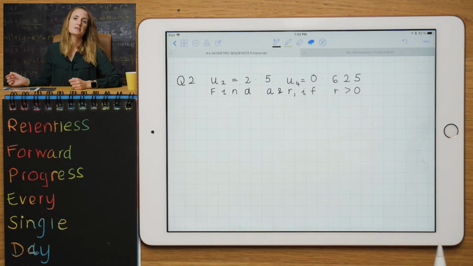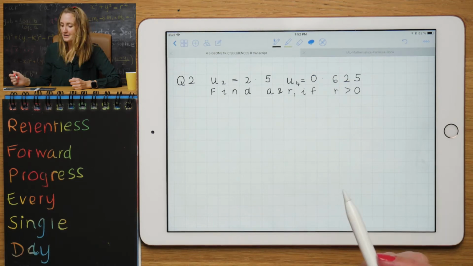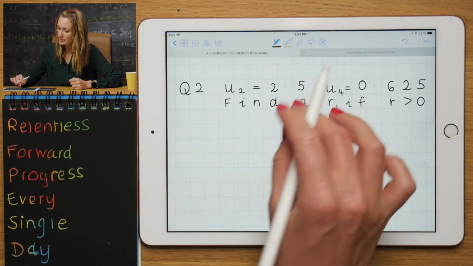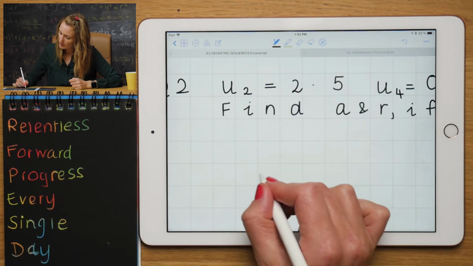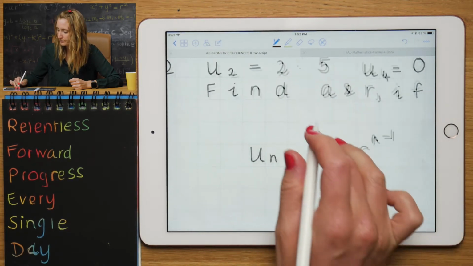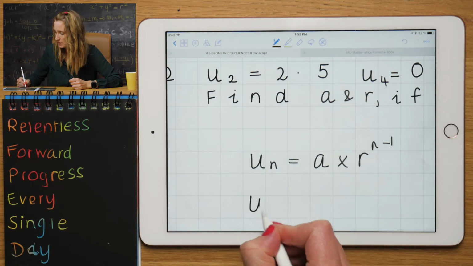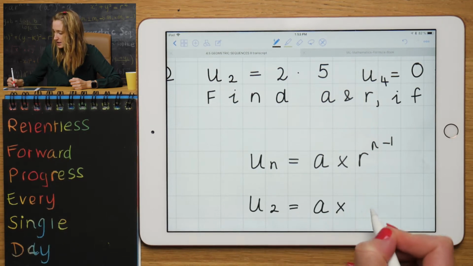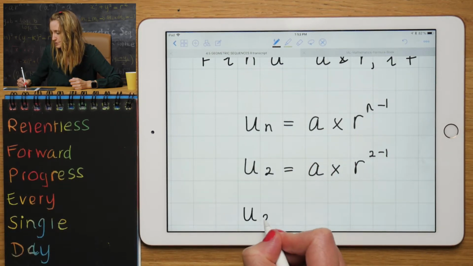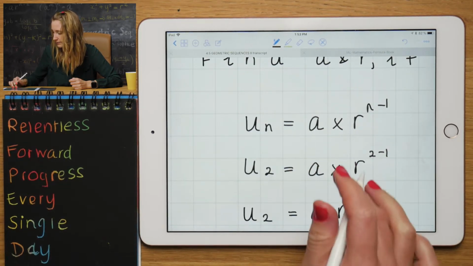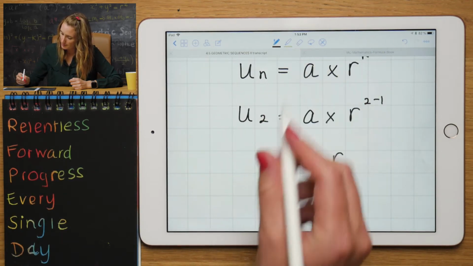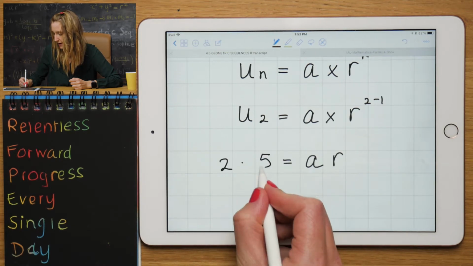The next one is a tiny bit harder because we haven't been told A. We've got U2 and U4. So let's start with our formula. Un is equal to A times r to the n minus 1. Now we can say that U2 therefore would be equal to A times r to the 2 minus 1. So U2 is equal to Ar. Now we've also been told U2 is 2.5. So I'm going to put that in here, 2.5.